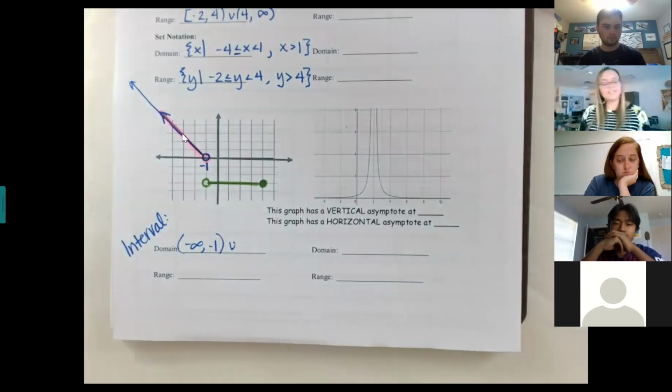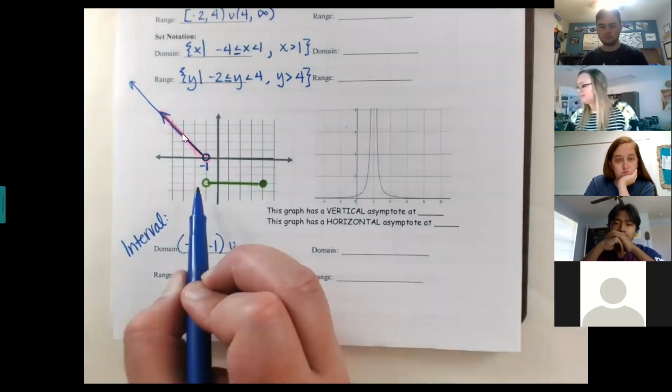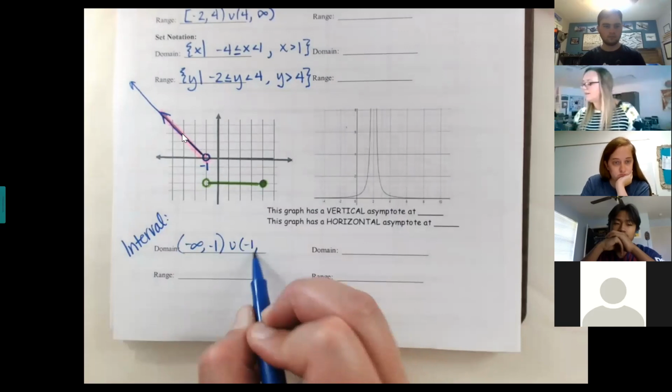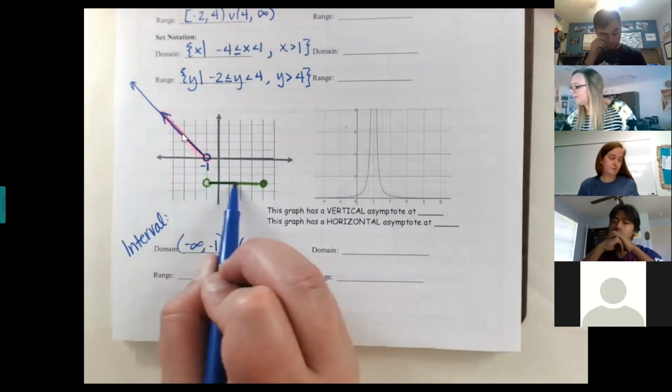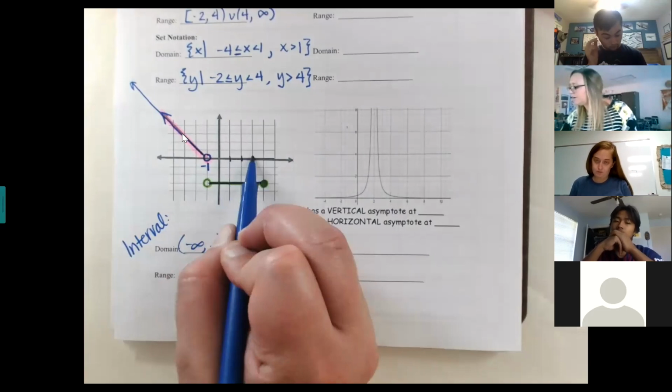Okay, then for my green little chunk, I have a -1 here. That's how far it starts back. And then I can trace all the way across to here, which would be 1, 2, 3, 4.